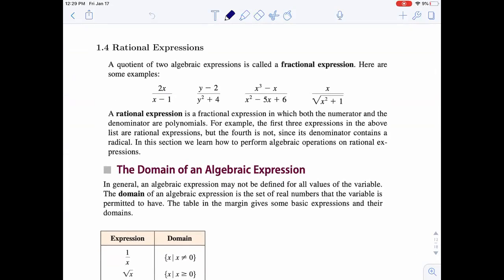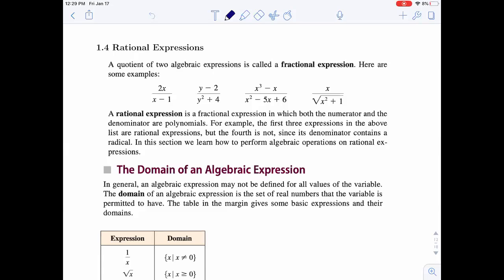How about we try to get through, because we've actually talked about rational expressions already. Rational expressions, meaning we've got fractions. And we talked about the rules of fractions, I think maybe on the first day that we covered material.